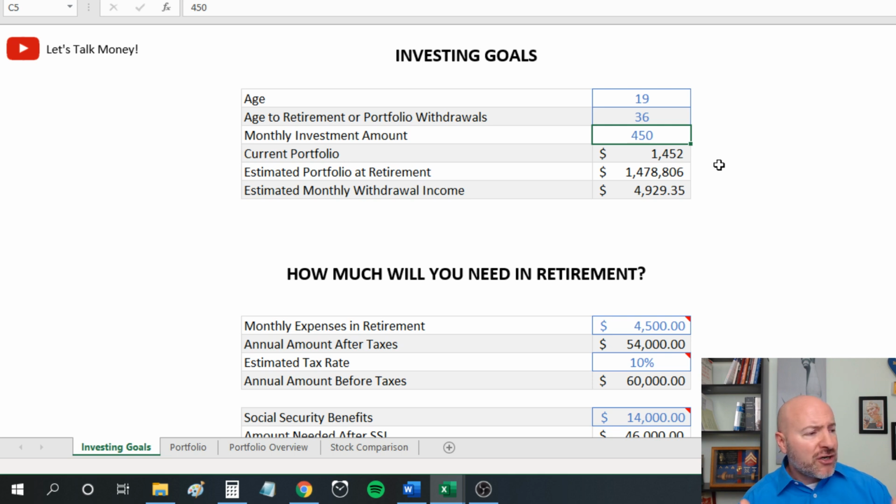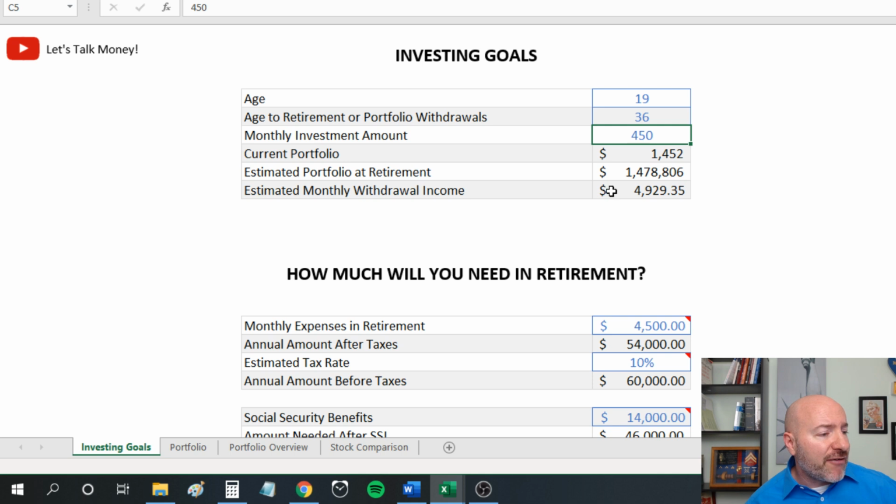A lot of portfolio estimators will just use one return for stocks. They'll basically say, okay, if you earn 8% for the rest of your time investing, this is what you'll have. What this actually does is it takes how much you have invested in stocks, bonds, and real estate, and uses historic returns, so about 4 or 5% for bonds, 8% for real estate, and maybe about 8 or 9% for stocks. Given how much you're investing in each asset class right now, you can see what your portfolio could look like when you retire. So it's a much more accurate representation, I think, of your estimated portfolio at retirement.